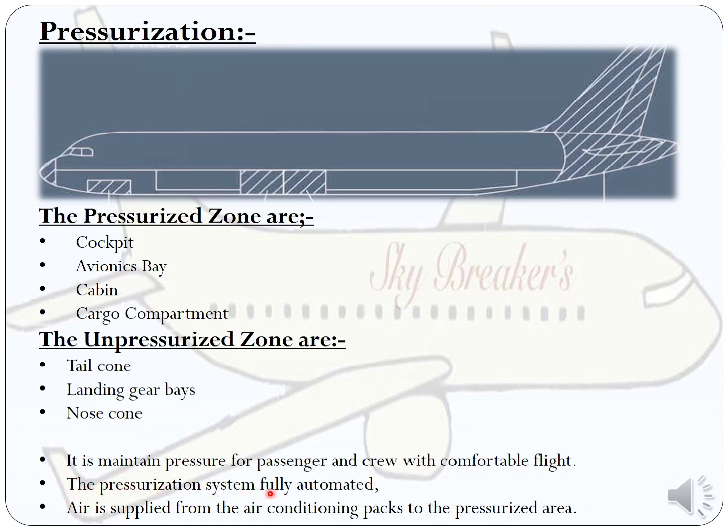The pressurization system is fully automated, unless there are malfunctions of the system. Air is supplied from the air conditioning packs to the pressurized area. The aircraft does not have another system supplying air for pressurization. It utilizes the air conditioning air. For example, when the air conditioning air is sent to the aircraft, if there is no outflow, whatever air is entering the aircraft builds the pressure. This is how the aircraft gets pressurized.